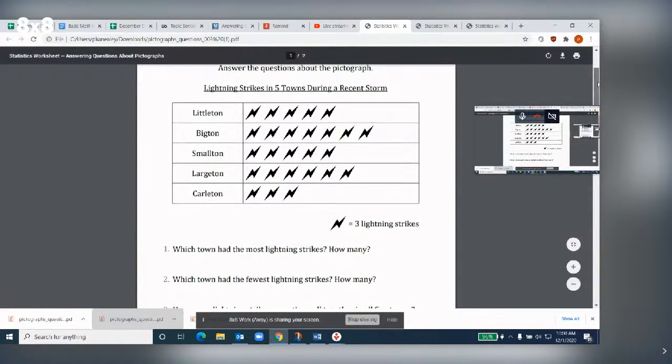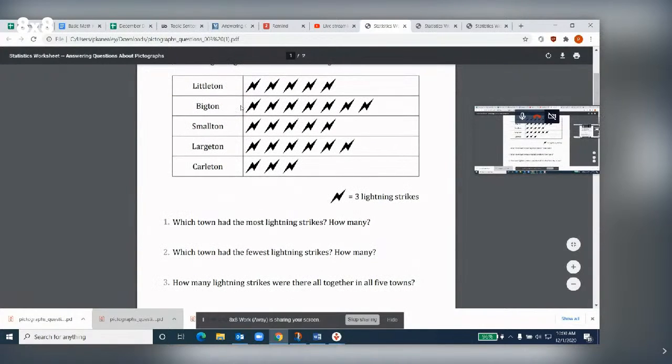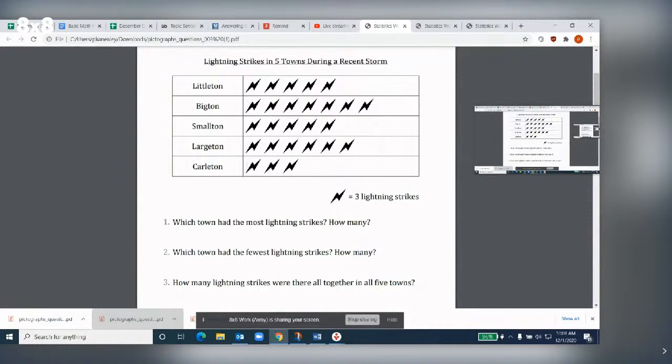Okay. The third one, how many lightning strikes were there all together in the 5 towns? Okay, so now what we're going to do, we're going to count up all the symbols. So there's 1, 2, 3, 4, 5, 6, 7, 8, 9, 10, 11, 12, 13, 14, 15, 16, 17, 18, 19, 20, 21, 22, 23, 24, 25, 26. It's going to be 26 times 3, because there's 26 all together, and each of those symbols equals 3. So 26 times 3 is going to be 78. So there were 78 lightning strikes all together.